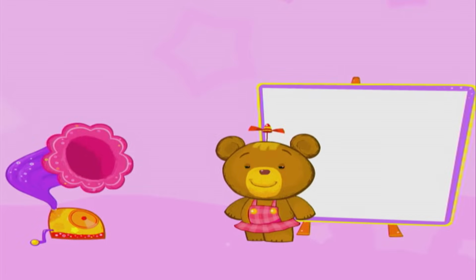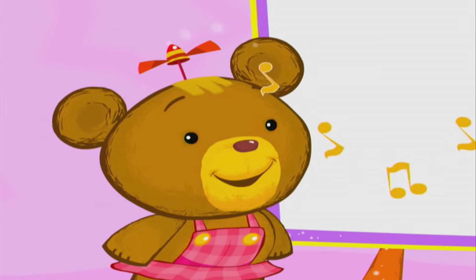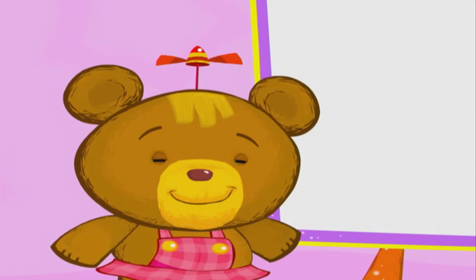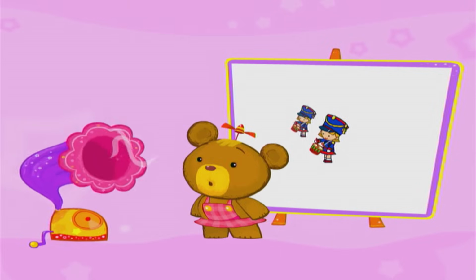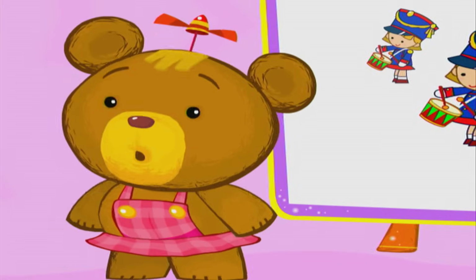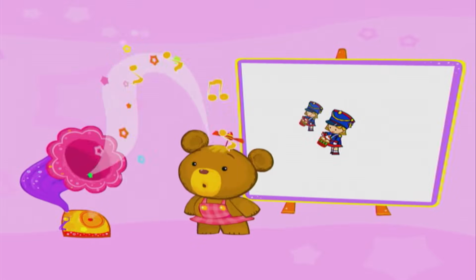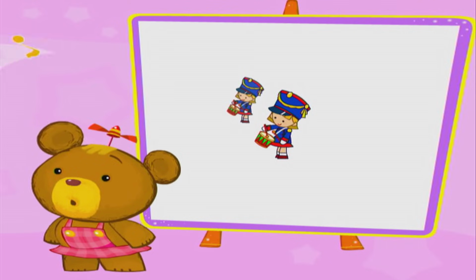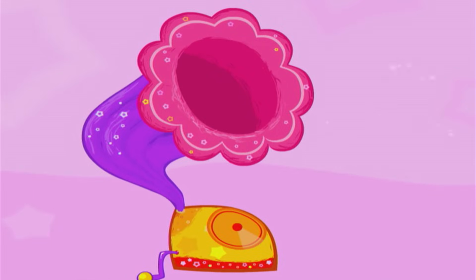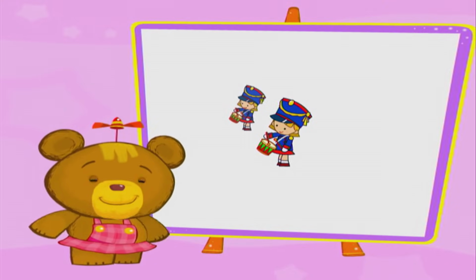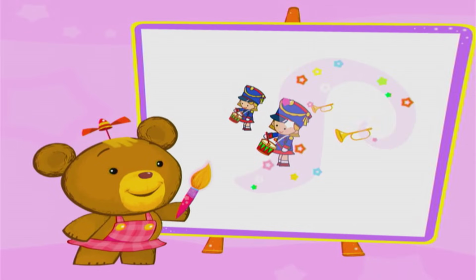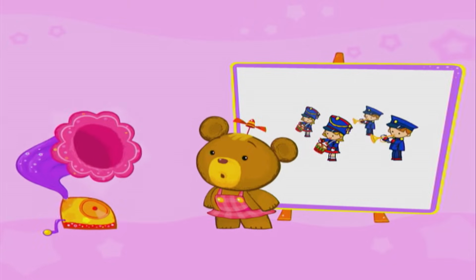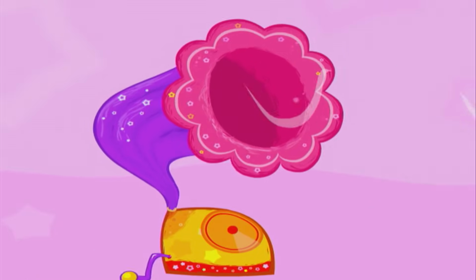Did you hear that sound? Let's listen to it again. What could it be, Bonnie? Are those drums? Yes, drums! That's right! Okay, now I'm going to play another sound for you. Did you hear that? Let's listen to it again. What could it be? I know! Those are horns! Horns! That's right!